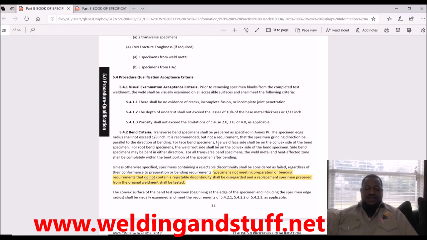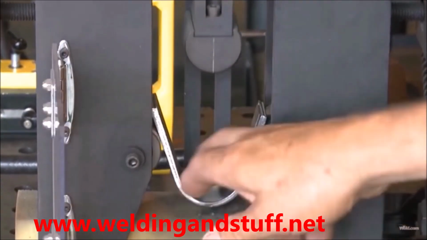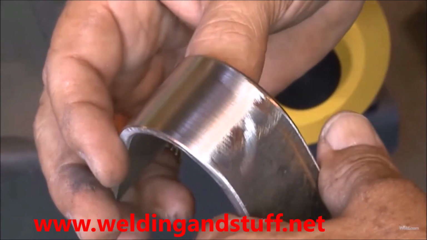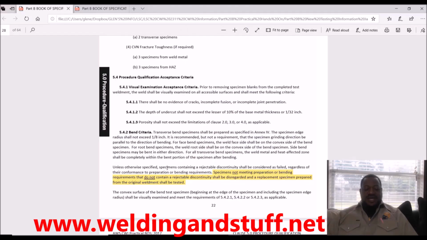For face bend specimens, the weld face side shall be on the convex side of the bend specimen. For the root bend specimen, the weld root shall be on the convex side of the bend specimen. Side bend specimens may be bent in either direction. For all transverse bend specimens, the weld metal and heat affected zone shall be completely within the bend portion of the specimen after bending. It has to be in the middle of it. You can't bend it off to the side. That's defeating the purpose. So unless otherwise specified, specimens containing a rejectable discontinuity shall be considered failed regardless of their preparation or bending requirements.